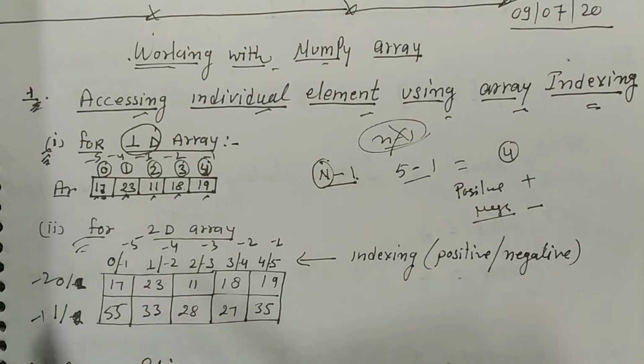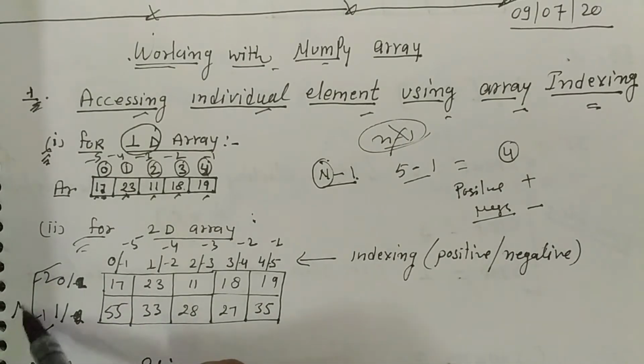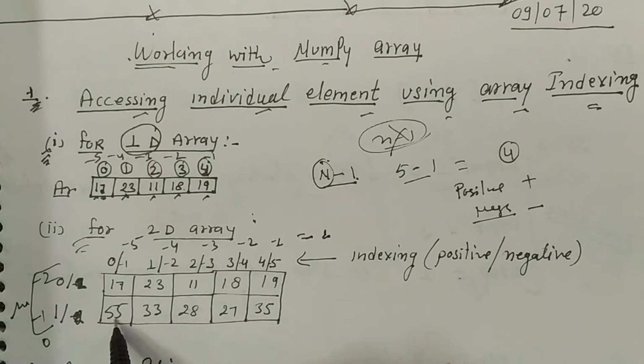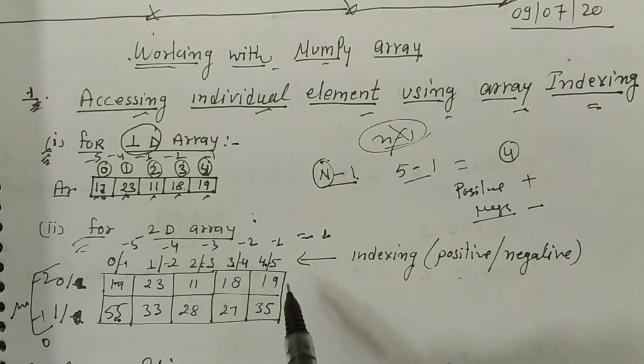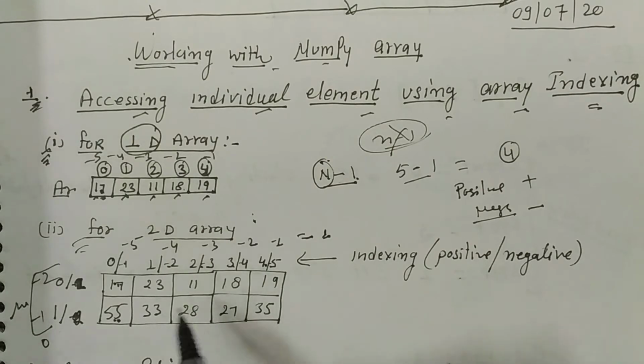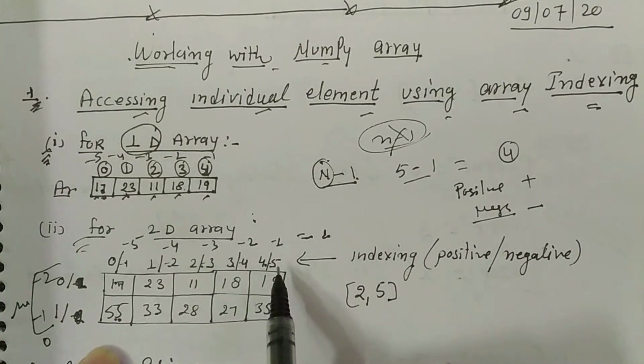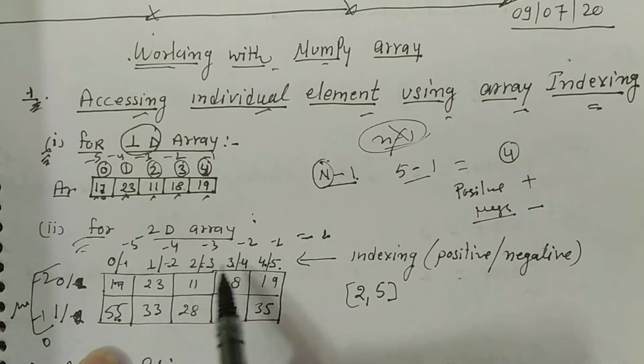Now, students, for the 2D array. In a 2D array, this side is called row and this side is called column, or we can say axis 0 and axis 1. In axis 0 we have two rows, 0 and 1, and in columns 0, 1, 2, 3, 4. There are 5 columns and 2 rows. So we already studied that this is 2 by 5.